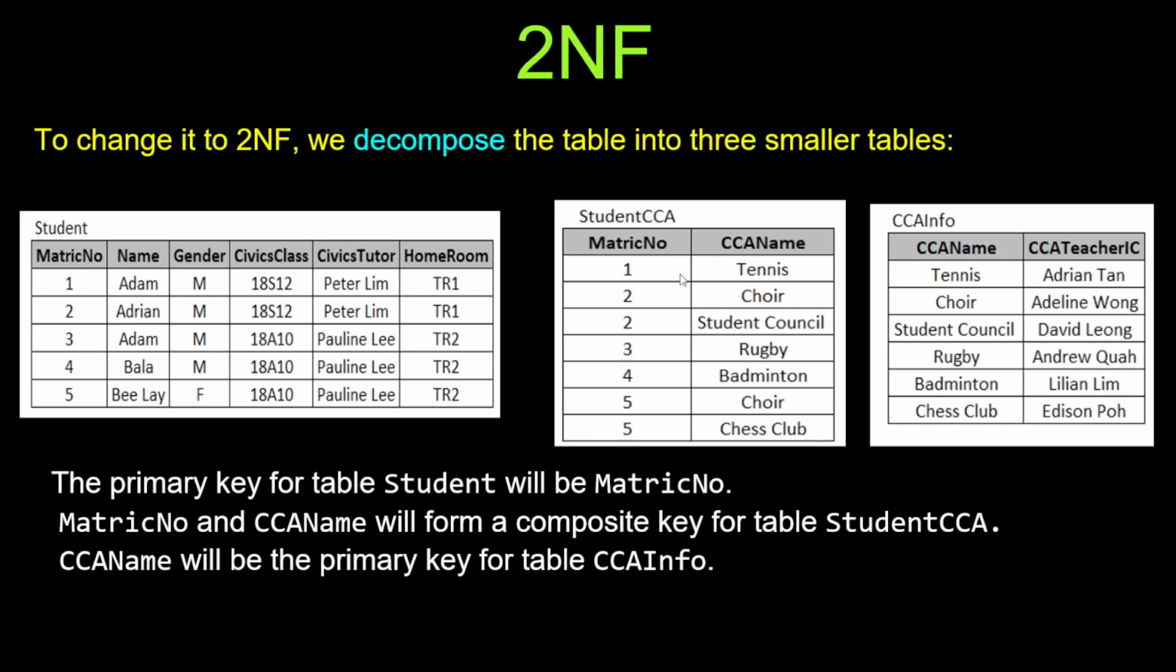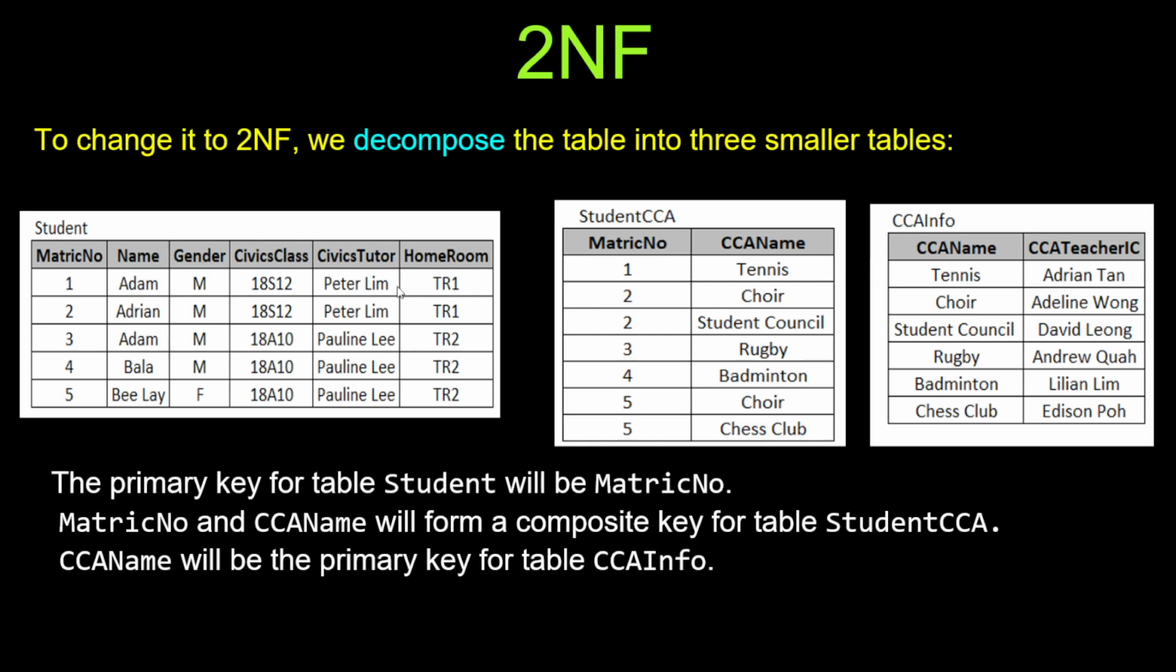Alright, then we have a student's CCA record. So we have various entries of the metric number. For students with 2 CCAs, we give them two rows here. Alright, then we have the name of CCA. Then we have one more table called CCA info, with name of CCA and CCA teacher IC.